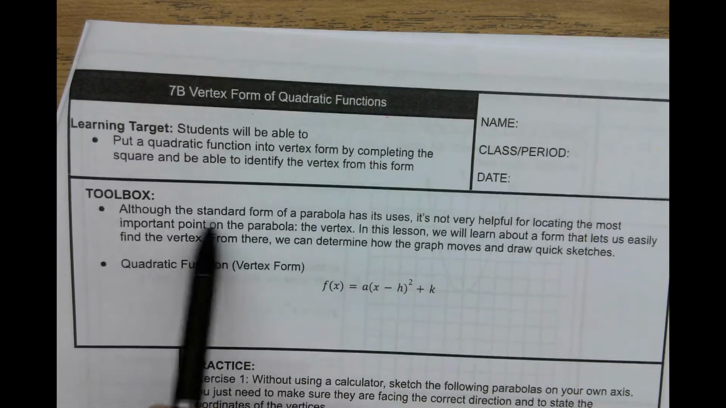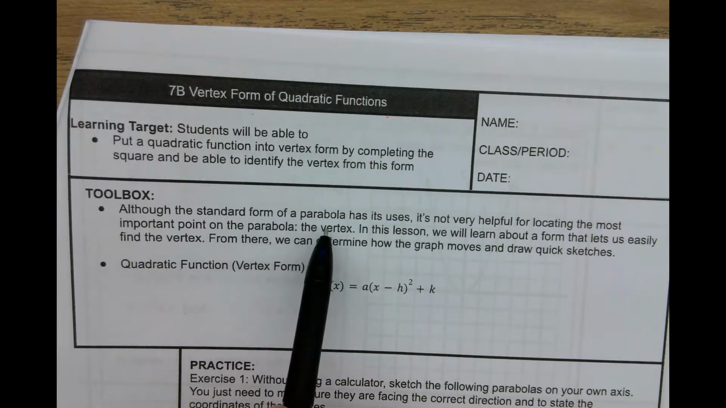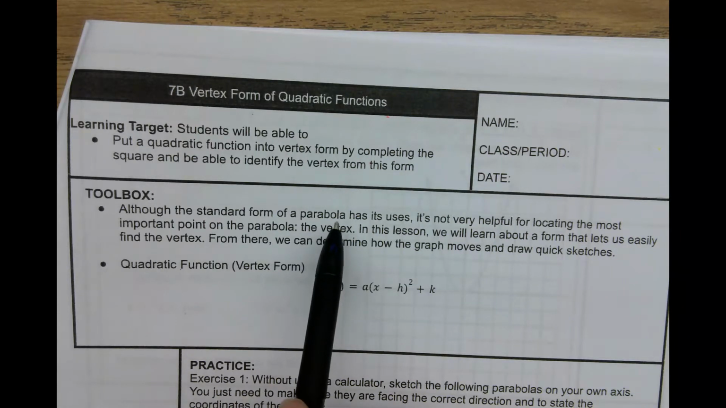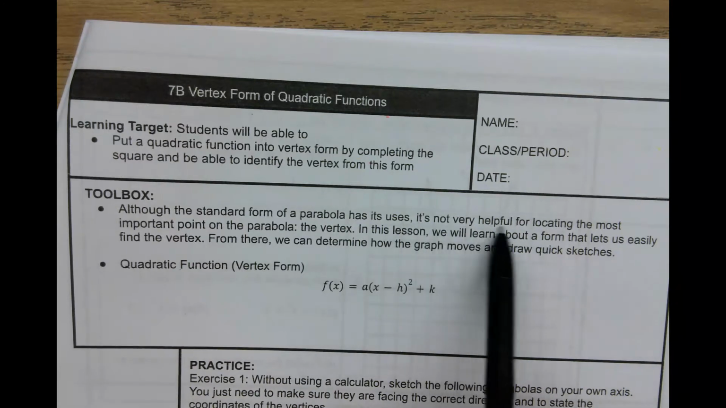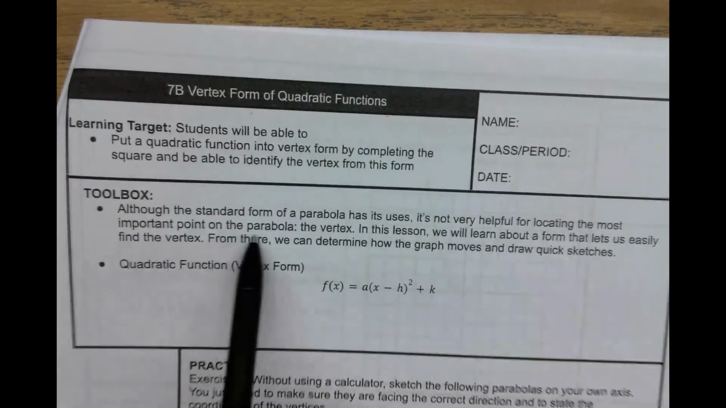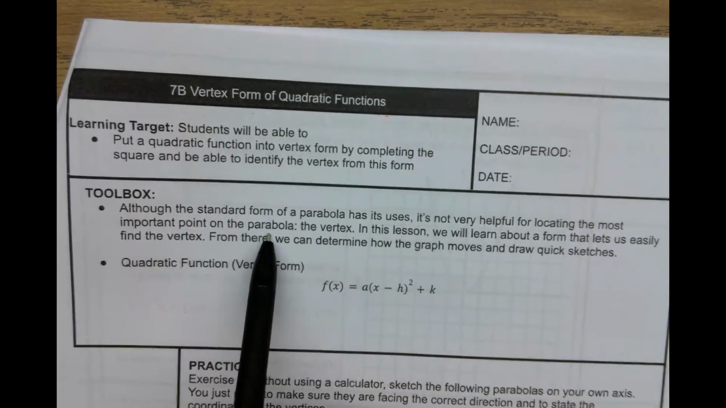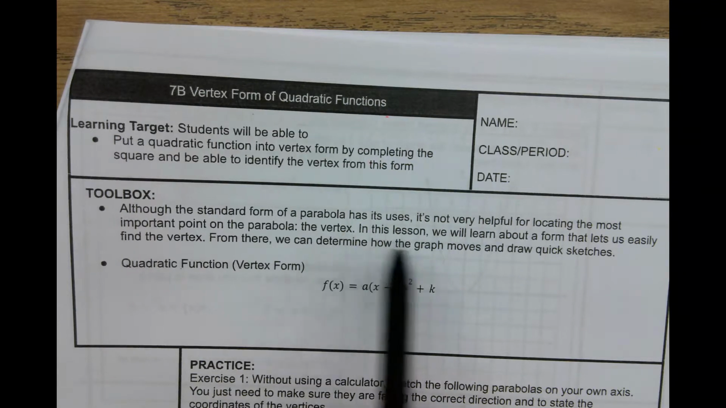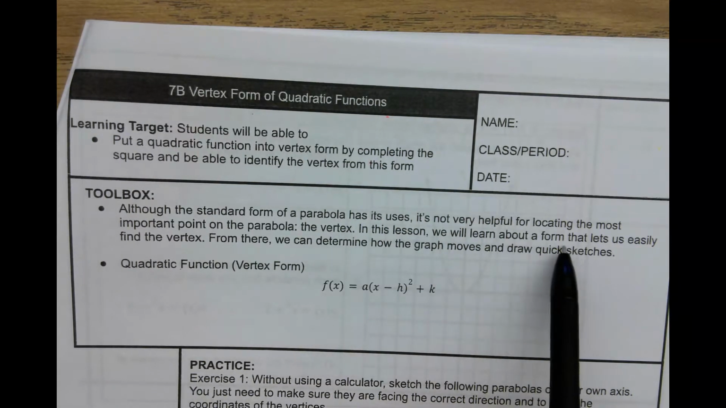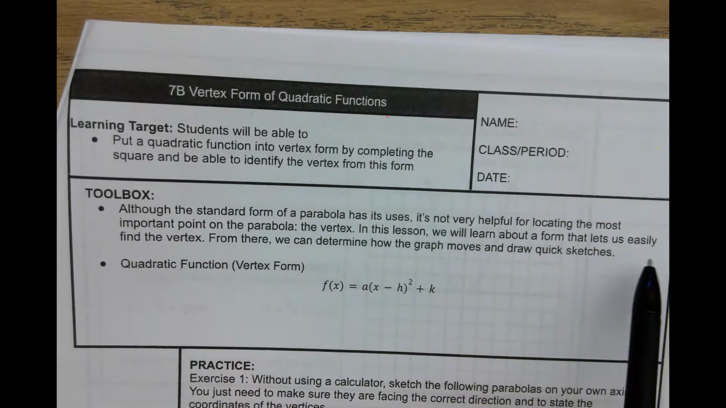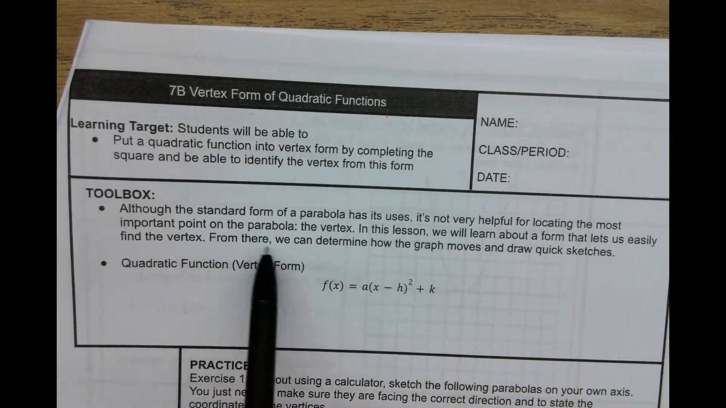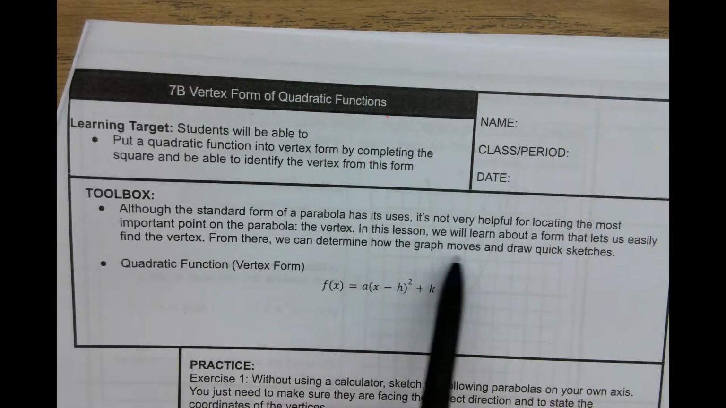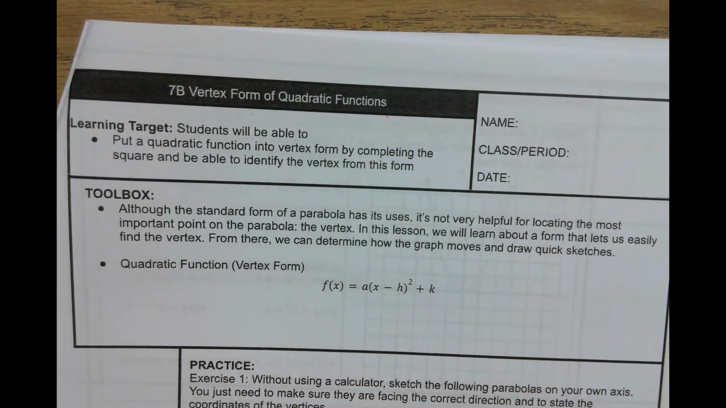Okay? So although the standard form of a parabola has its uses, for example, it helps us really quickly identify the y-intercept, which is c, it's not very helpful for locating the most important point on the parabola, and that important point is known as the vertex, right? In standard form, we have to do negative b over 2a and then plug it back in to find it. However, in this lesson, we're going to learn about a form, vertex form, that lets us easily find the vertex. From there, we can determine how the graph moves and draw quick sketches of our graph.